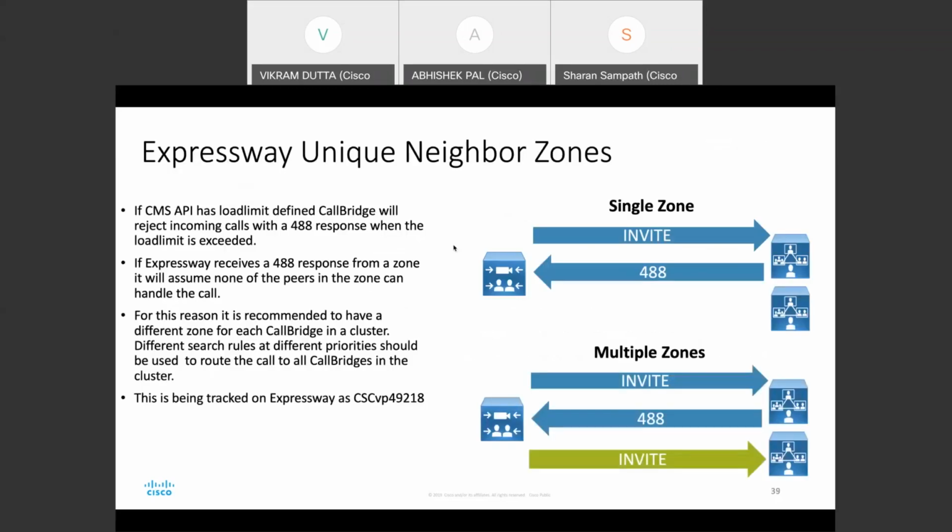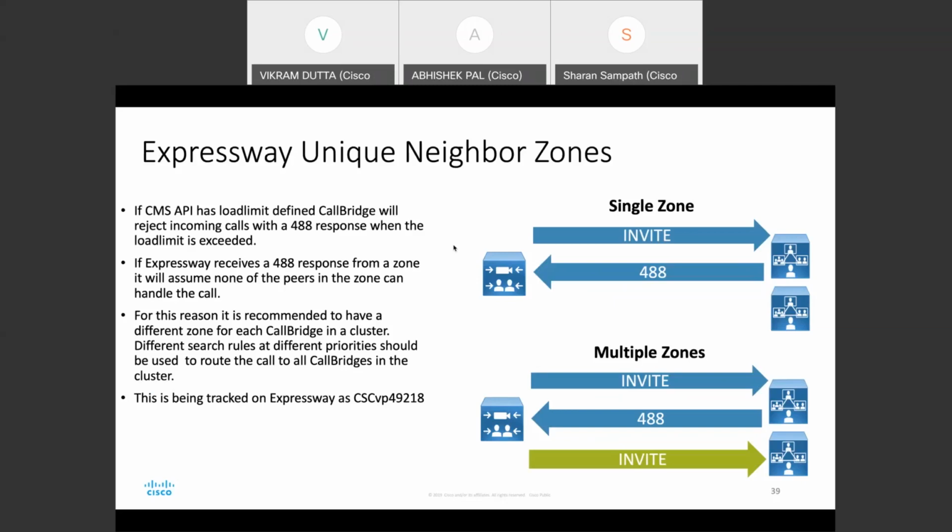Now, why do we need it? Basically what happens is when you have a load limit set on a CMS, once the load limit is reached, the CMS would reject the call with a 488 response. Okay. And when expressway receives that 488 response from a zone, it will assume that none of the peers is available to take that call. And hence your call will be rejected saying 488 not acceptable.